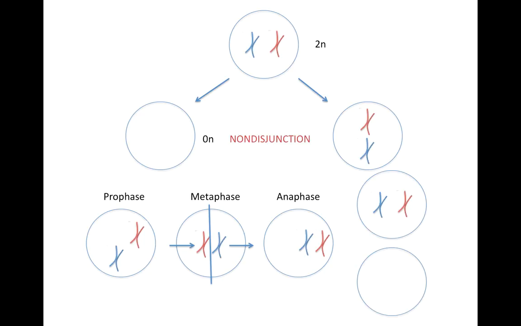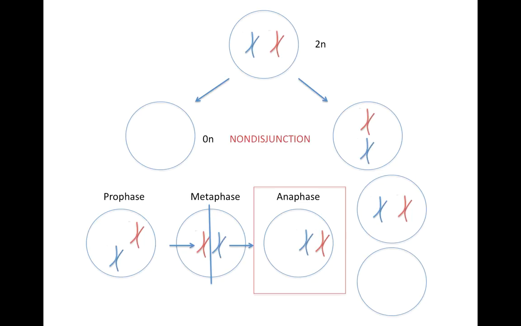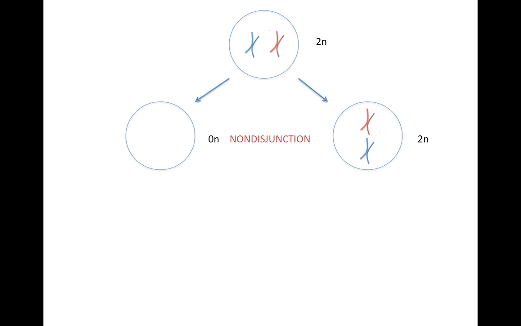When the cells separate during telophase and cytokinesis, we get one meiosis I product with no chromosomes, and one with a duplication of that chromosome that failed to segregate properly. So we can see that non-disjunction can happen during anaphase of meiosis I. From there, everything will proceed the same.